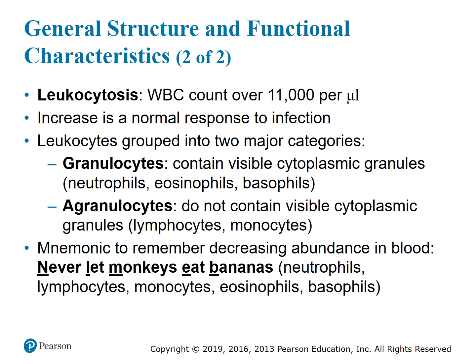A mnemonic to remember decreasing abundance in blood is "Never Let Monkeys Eat Bananas." So never, neutrophils; let, lymphocytes; monkeys, monocytes; eat, eosinophils; and bananas, basophils.